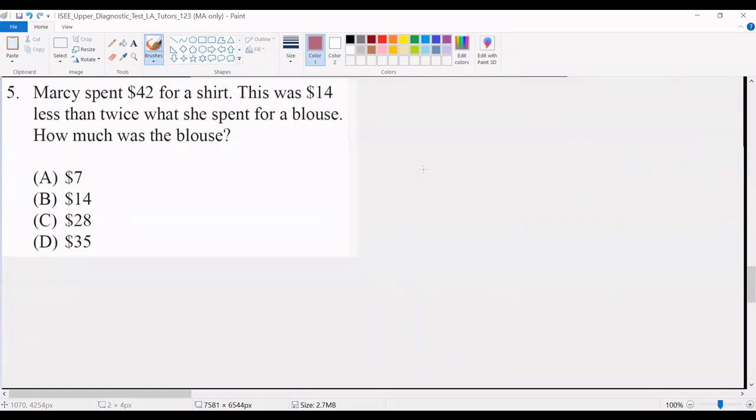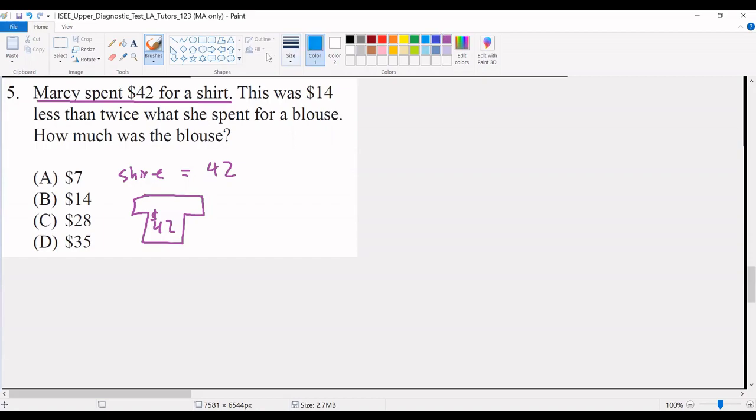Cool. Now, number 5. Marcy spends $42 for a shirt. This was $14 less than twice what she spent for a blouse. How much was the blouse? So in word problems, we want to start breaking things up into sentences and see what information is given to us. So the first thing we have here is the shirt is equal to $42.